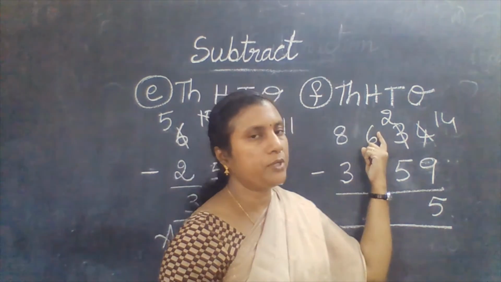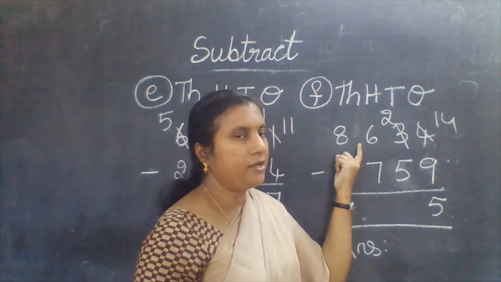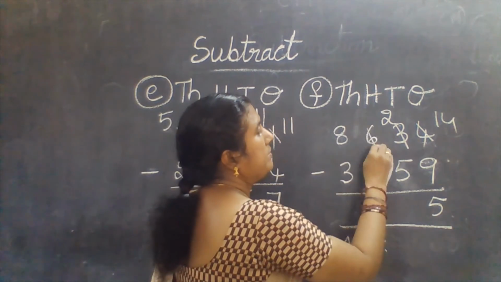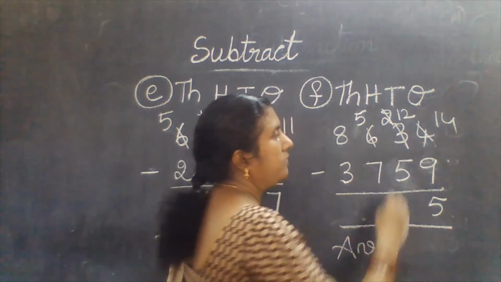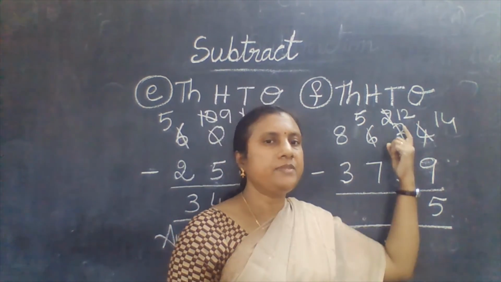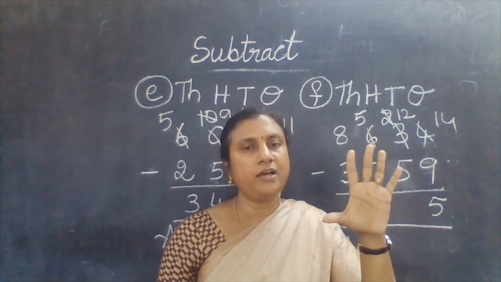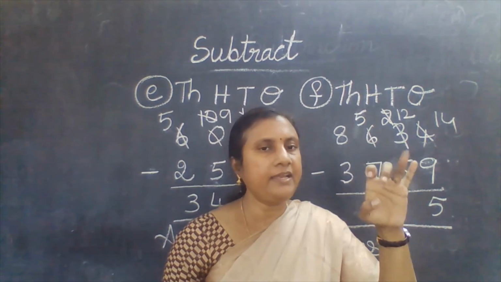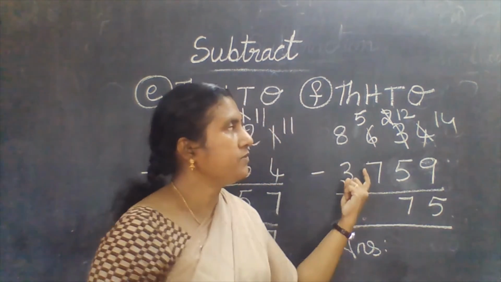Here we have to separate 5 from 2. Is it possible? No. So we have to borrow from the next place value. Here it is 6. That will become 5. And this 2 will become 12. Now we have to separate this 5 from this 12. So 12 in your mind, 5 in your fingers. Before 12: 11, 10, 9, 8, 7. The difference is 7.